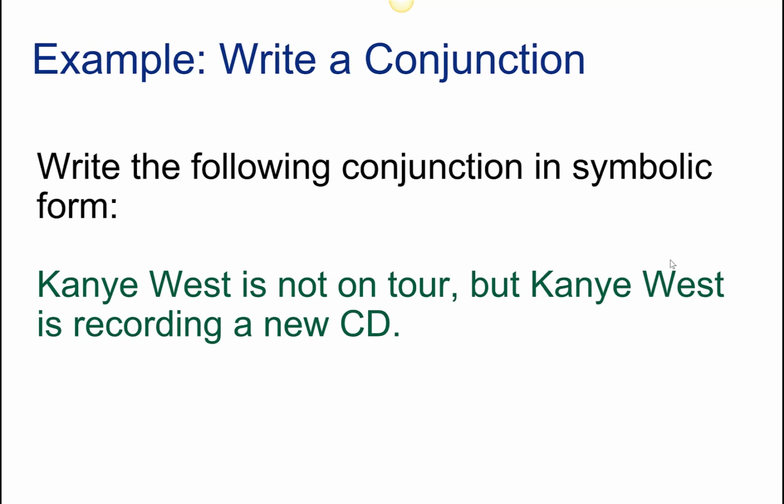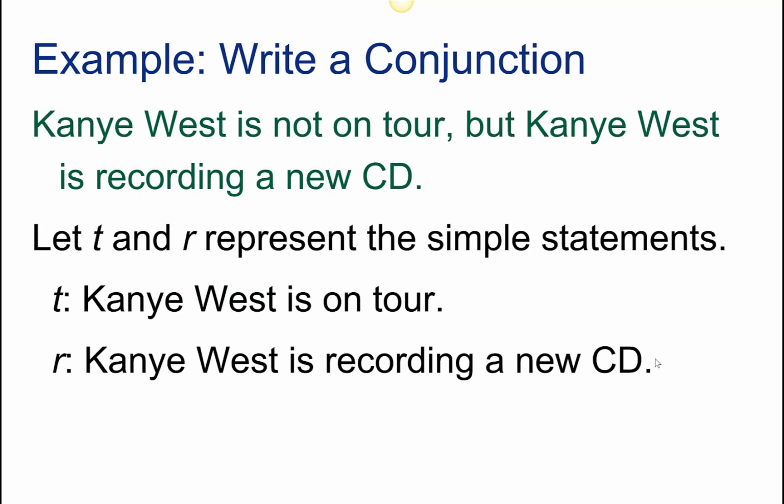Write the following conjunction in symbolic form. Kanye West is not on tour, but Kanye West is recording a new CD. So the first thing that you do in a problem like this is assign letters to represent the simple statements. So T will represent Kanye West is on tour. We always write the simple statements in the assignment here as non-negated. And R is going to be Kanye West is recording a new CD. And if we look at the original compound statement, Kanye West is not on tour, that's going to be the negation of T. But is an and, so it's a conjunction, and then it's going to be followed by the simple statement R.